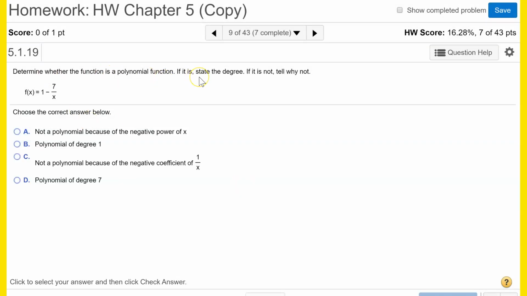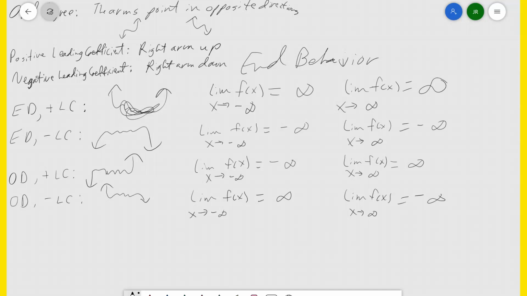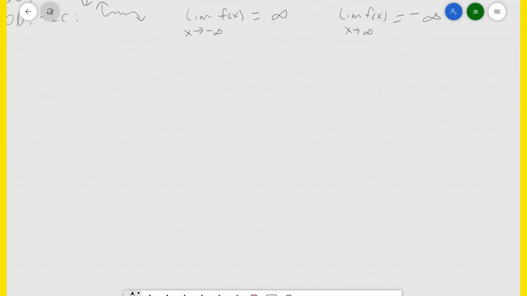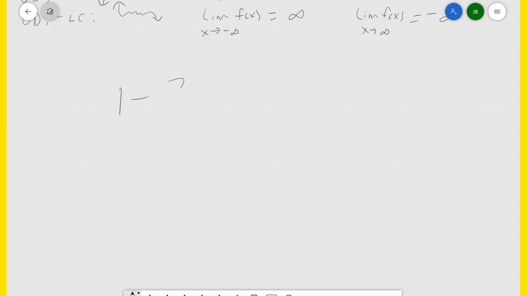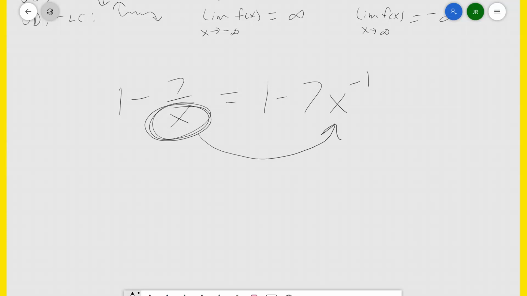Determine whether the function is a polynomial function. 1 minus 7 over x. All right, I need to tell you something about this one. Anytime x is in the denominator, you can rewrite that as x to the negative 1. So if this is x in the denominator, it can be rewritten as x to a negative power, and it just no longer be in the denominator.